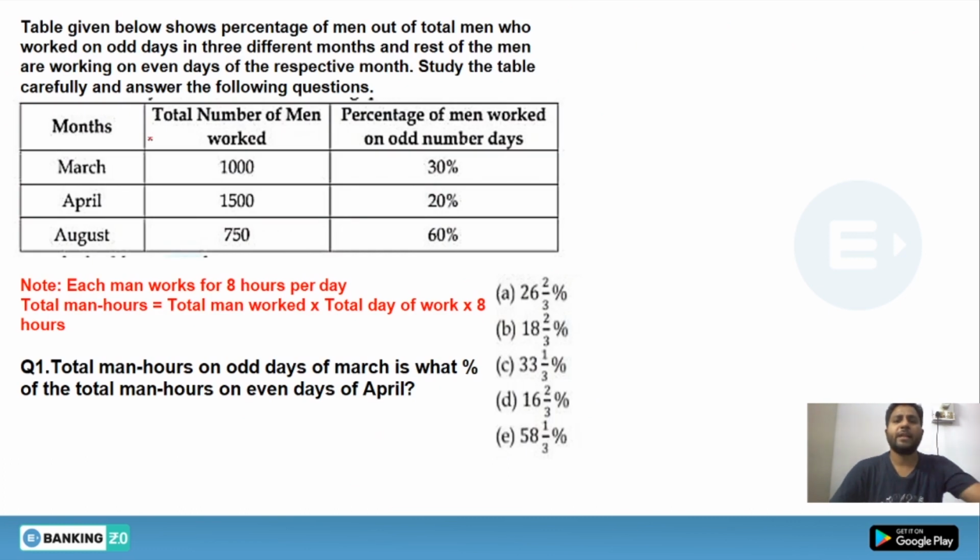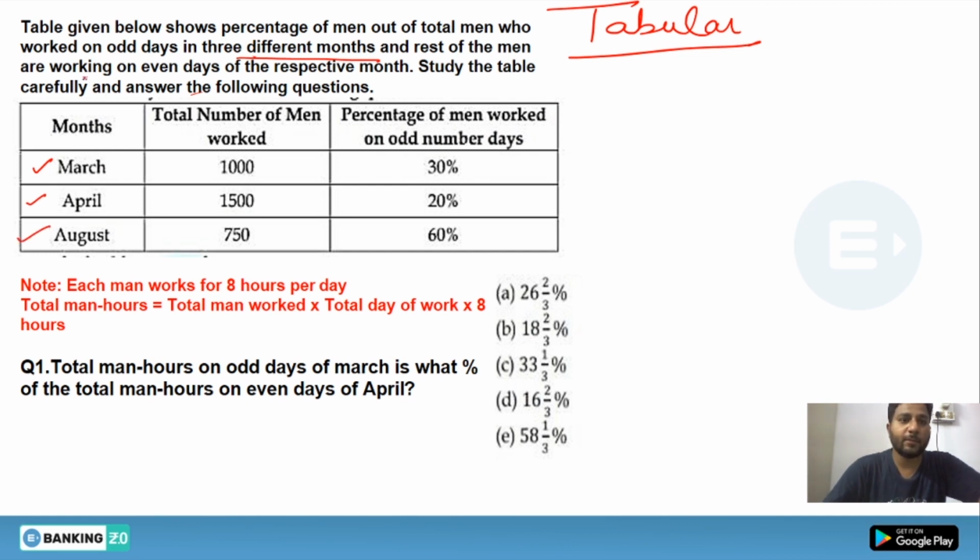Let's go ahead. Let me talk to you about the tabular DI. First of all, you should read about this tabular DI. Look, the table DI below shows the percentage of men out of total men who worked on odd days in 3 different months. These 3 different months are March, April, August. And the rest of the men are working on even days of the respective month. Study the table carefully and answer the following.